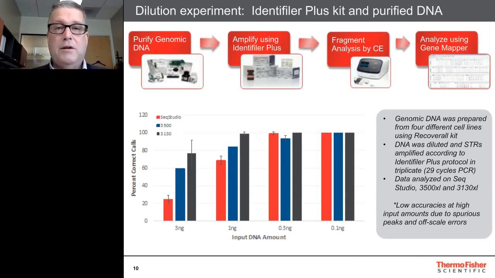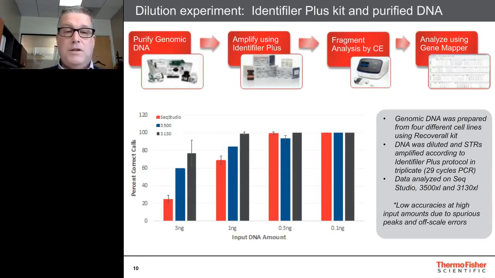For the Identifiler Plus kit, it's based on purified DNA. The workflow is shown here at the top of the screen. You start off by isolating genomic DNA using your favorite kit. Of course, Thermo Fisher Scientific has options for isolating purified genomic DNA. You then amplify using an Identifiler Plus kit, run the samples by fragment analysis on SeqStudio or one of our other capillary electrophoresis instruments, and analyze using GeneMapper.